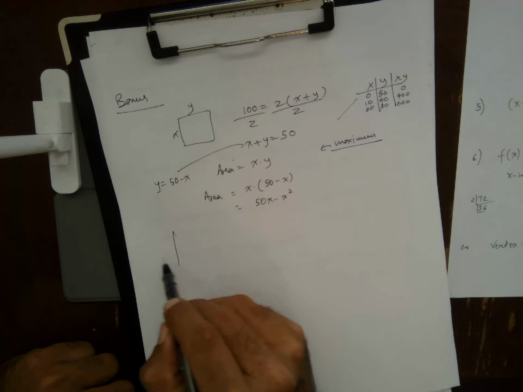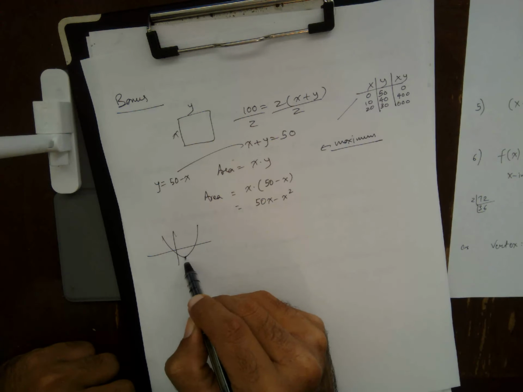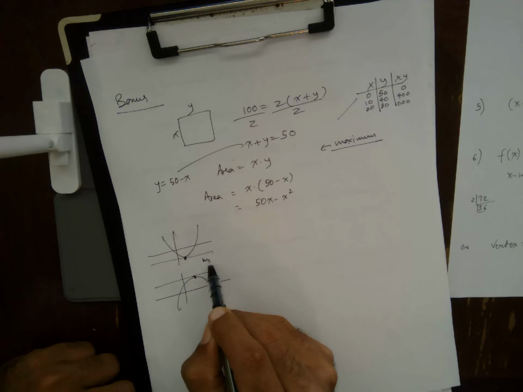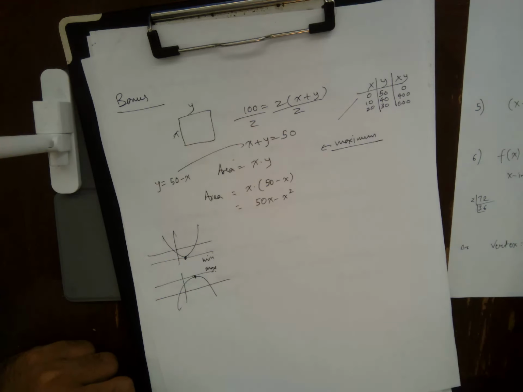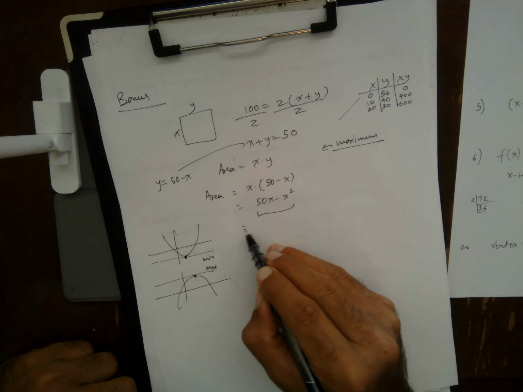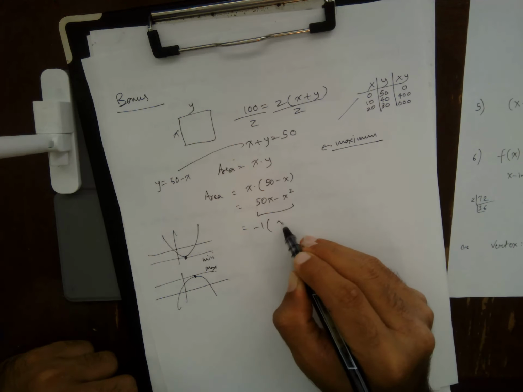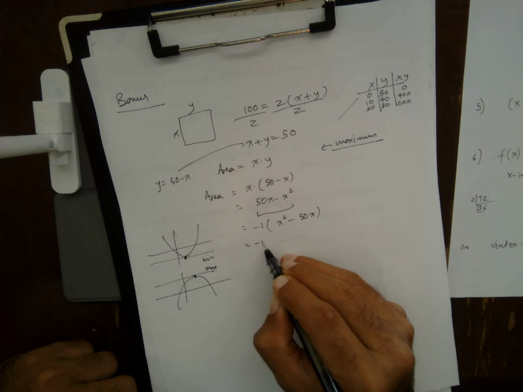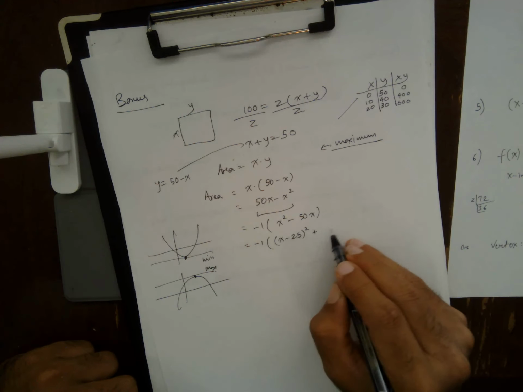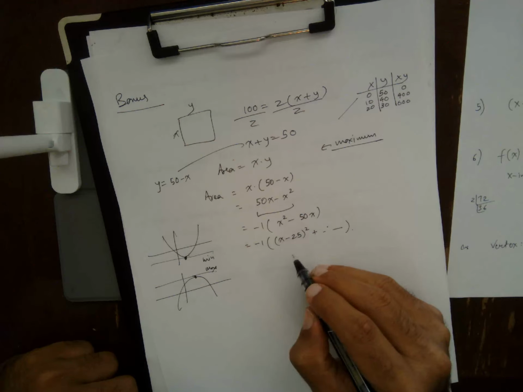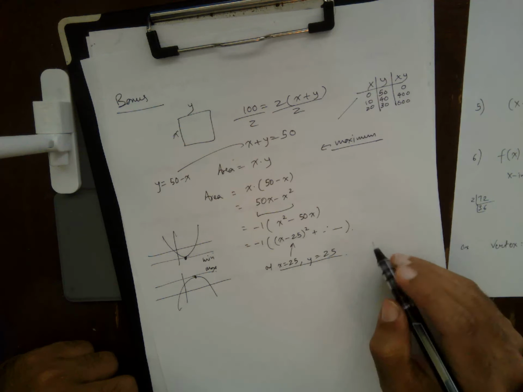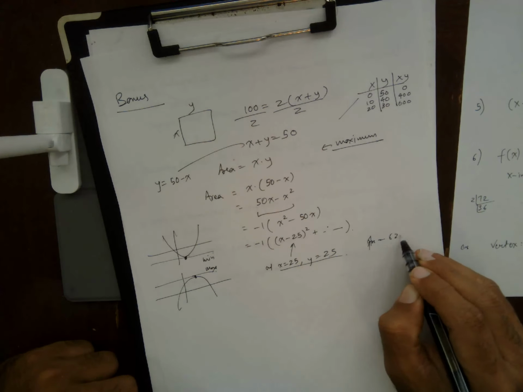Now remember, what is the definition of the vertex of a parabola? It's this point, which actually is either the minimum or the maximum point in the graph. This is an equation which should remind you of a vertex. If I were to complete the square here, I forget the negative 1, this would look like x minus 25 squared plus whatever adjustment number I have, right? So the vertex would be at x equals 25, which means then y equals 25. And in fact, the area would be 625.